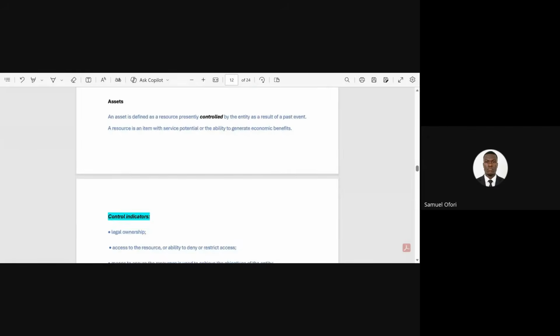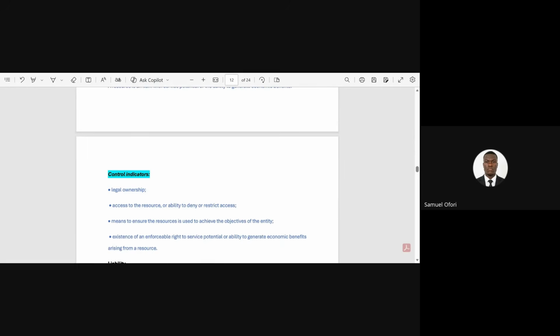Okay, so let's look at the control indicators. When you say someone has control over something, what are the indicators? First of all, you have legal ownership. The person must have legal ownership. Also, the person must have access to the resource. You cannot say you own something and you don't have access to it. And also the person must have the means to ensure that the resource is being used to achieve the objective of the entity.